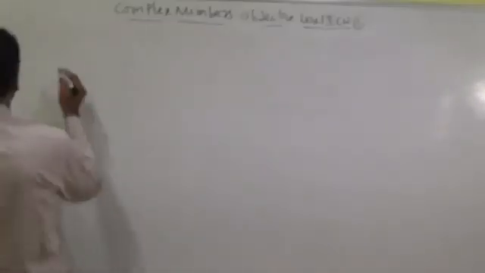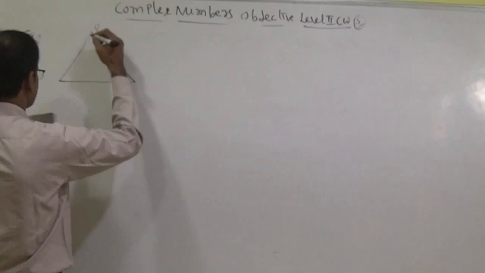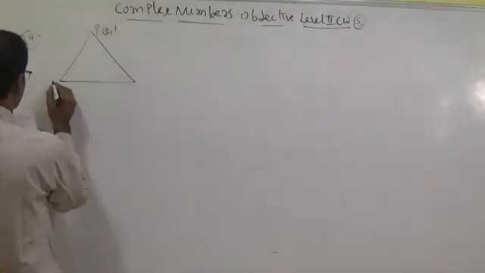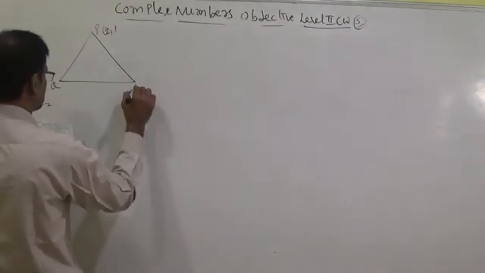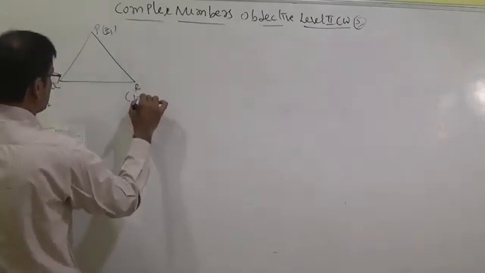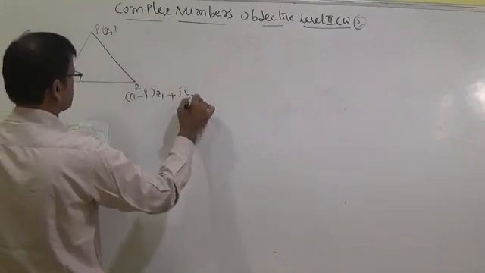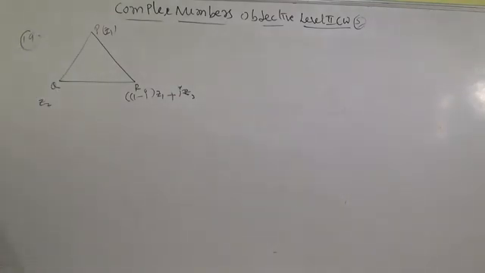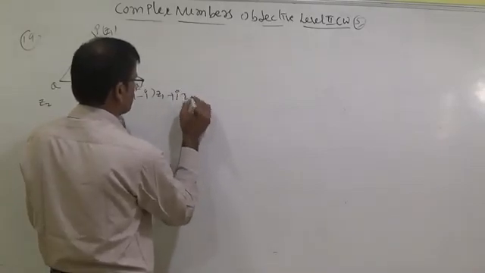The triangle with vertices P, Z1, Q, Z2, and R, 1 minus i into Z1 plus i Z2. Let us draw the triangle. Which type of triangle is it?